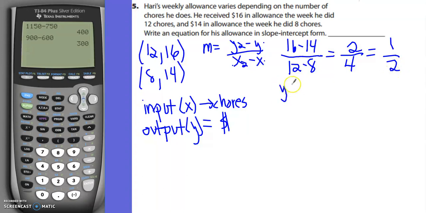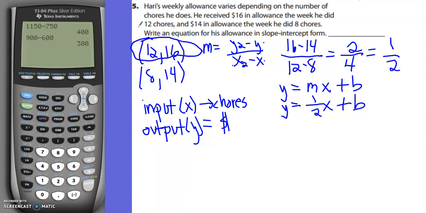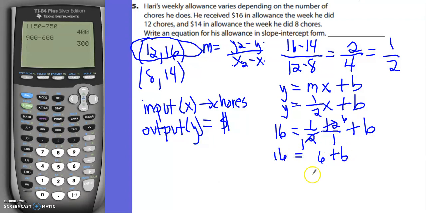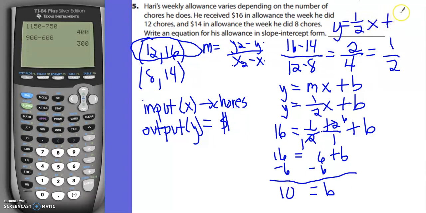We can figure out the b by choosing one of the ordered pairs. It doesn't matter which one, we can just choose the first one. So y is 16, 1/2 of 12 plus b. So this simplifies, we get 6. 6 plus b equals 16. Subtract 6 from both sides. b equals 10. So if I'm going to write it in an equation format, y equals 1/2 x plus 10.